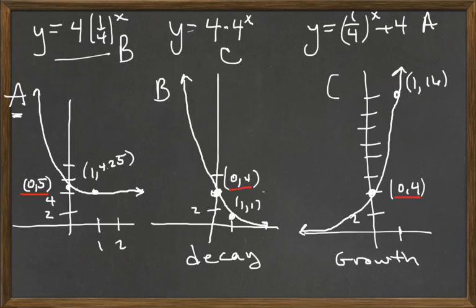The third thing we can look at is if it's growth or decay. And those things will most definitely be different, if it's growing down to the right or if it's going up to the right. Those are big differences. So when you're looking at graphs and you're trying to say which graph goes with which equation, make sure you check out the Y-intercept, you check out the horizontal asymptote, and you check out if it's growth or decay.